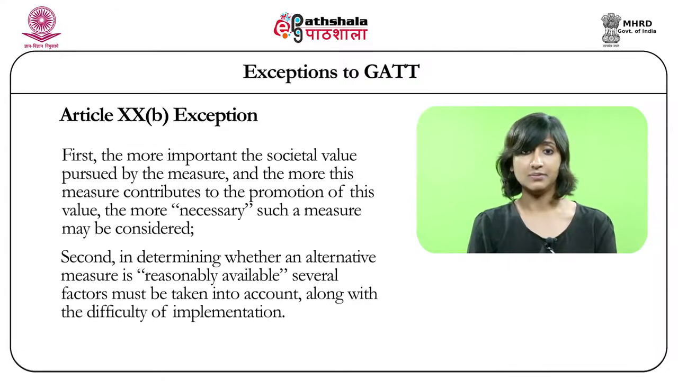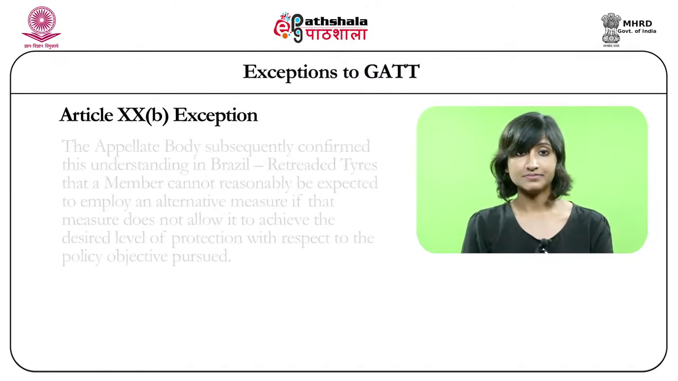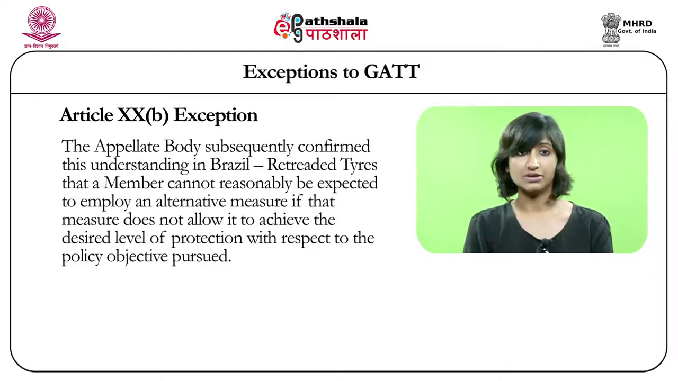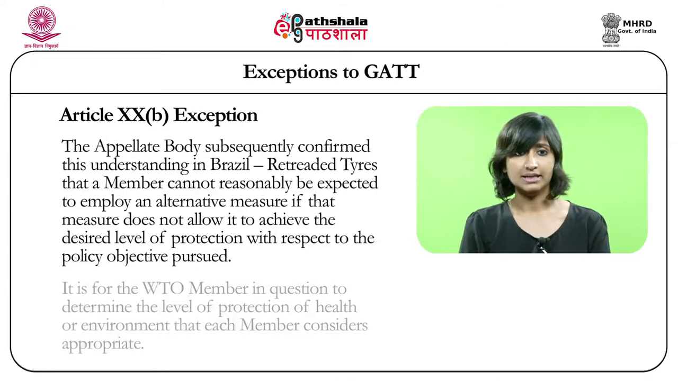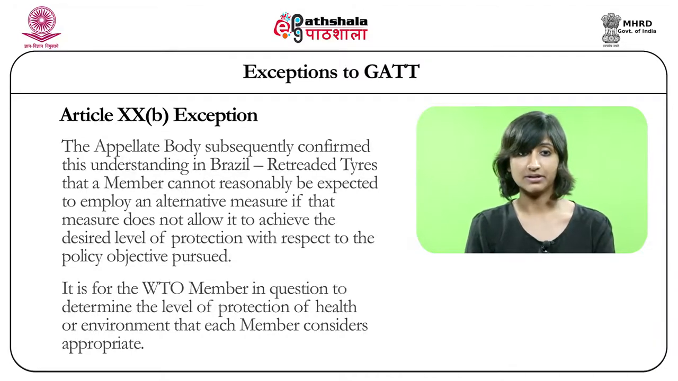Second, in determining whether an alternative measure is reasonably available, several factors must be taken into account, along with the difficulty of implementation. The Appellate Body subsequently confirmed this understanding in Brazil Retreaded Tires, that a member cannot reasonably be expected to employ an alternative measure if that measure does not allow it to achieve the desired level of protection with respect to the policy objective pursued. It is for the WTO member in question to determine the level of protection of health or environment that each member considers appropriate.